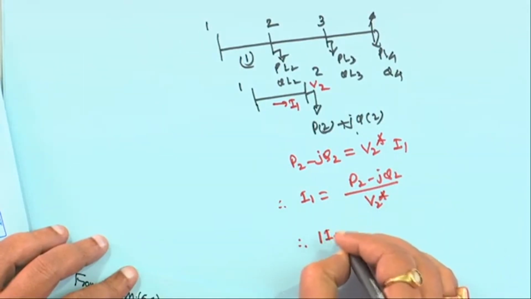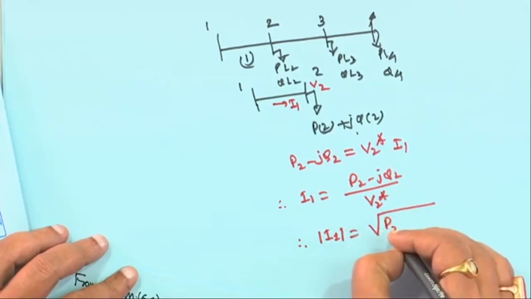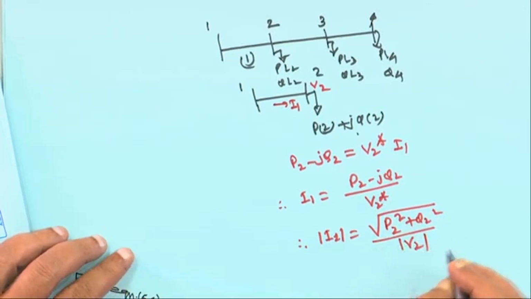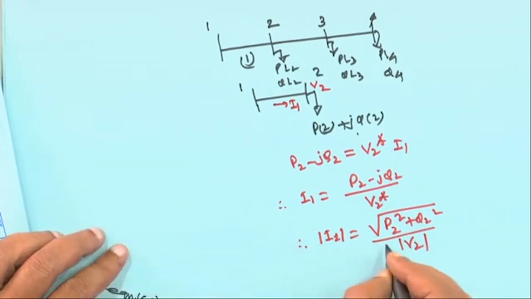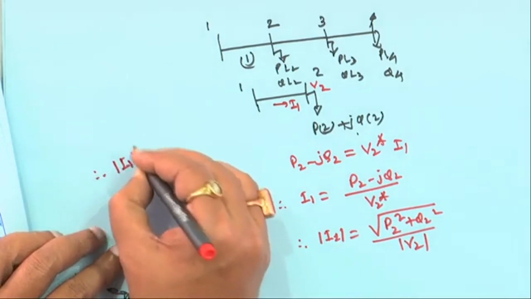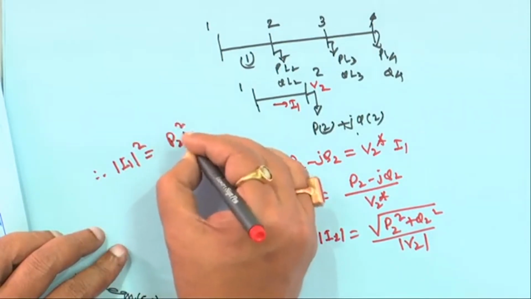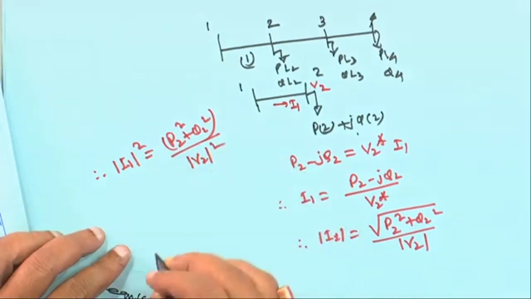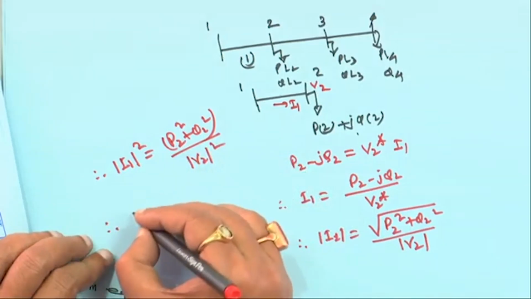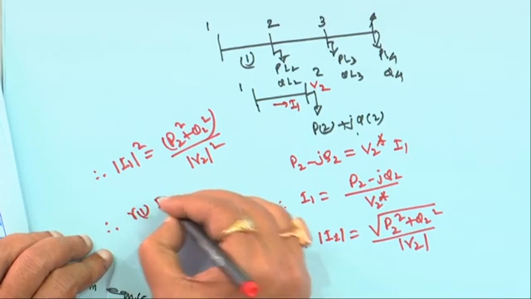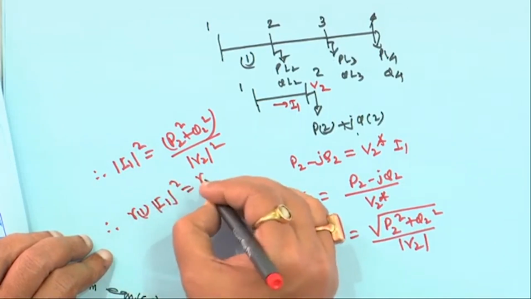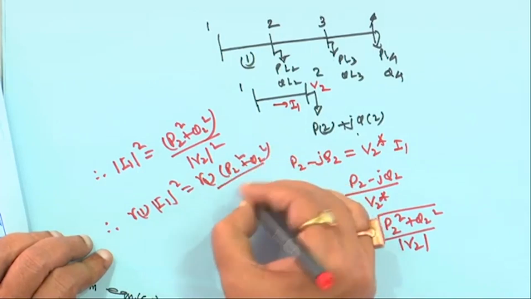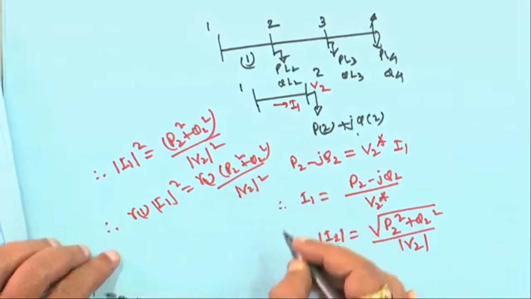Therefore, magnitude of I1 is equal to root over P2 square plus Q2 square upon V2, and this is the magnitude of I1. Therefore, magnitude of I1 square is equal to P2 square plus Q2 square divided by V2 square. For branch 1 power loss, if you want R1 times I1 square, that is R1 in bracket P2 square plus Q2 square upon V2 square. So, this is real power loss.